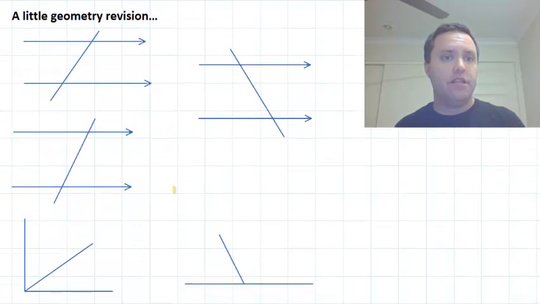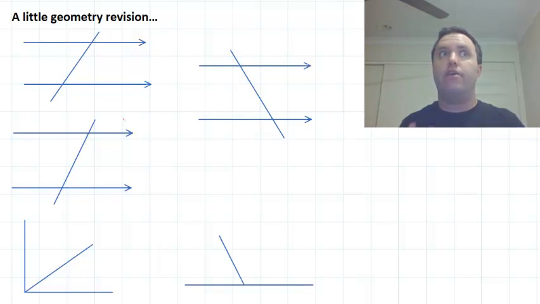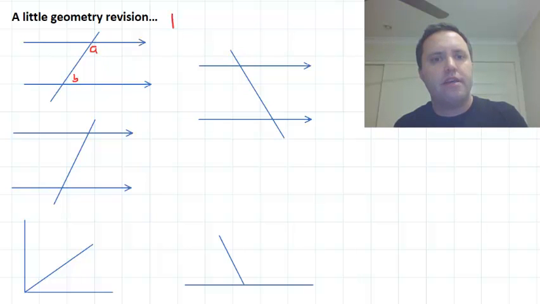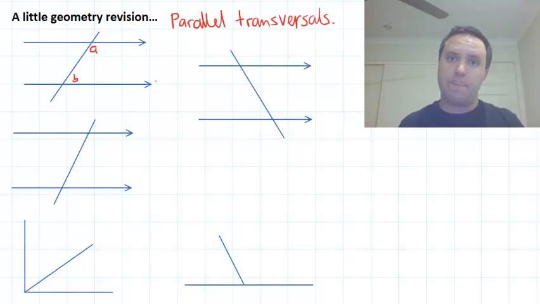So a little bit of geometry revision from last year, just to get you on track with some of the skills, ideas and tools that you'll want to be able to use in this unit. First, let's remember these things are called parallel transversals. So parallel lines, and the transversal is the line that goes across the two of them.